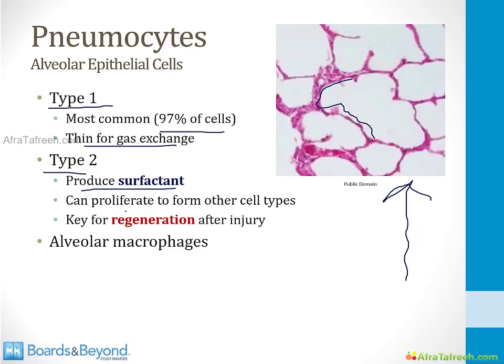In addition, these cells can proliferate to form other cell types, and for that reason, they're very important for regeneration after injury. This is a classic board question. A patient with pneumonia who a few weeks later has a completely normal chest x-ray. Which cell led to this normal chest x-ray? It's the type 2 pneumocytes that allowed regeneration of that damaged lung tissue. And then finally, you can also find macrophages in the alveoli.